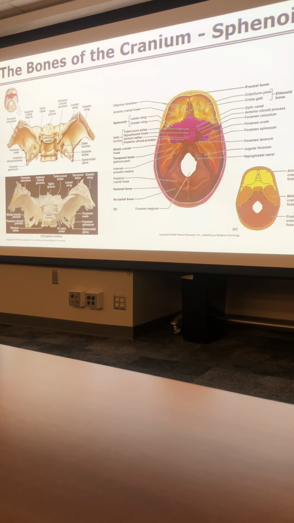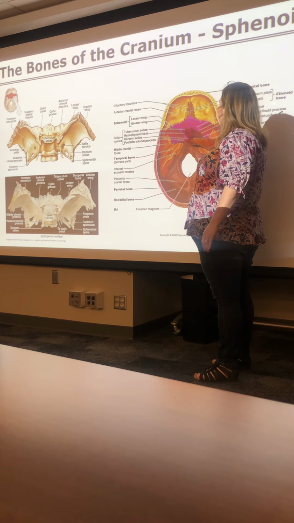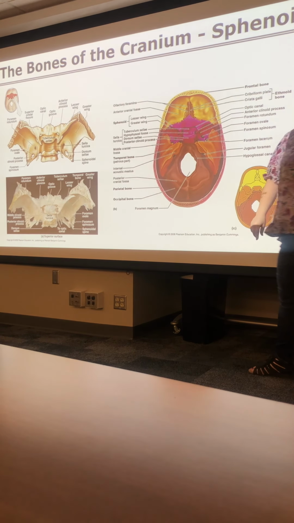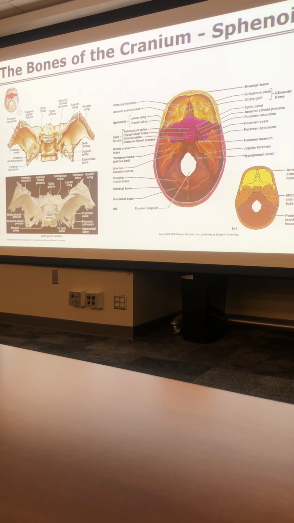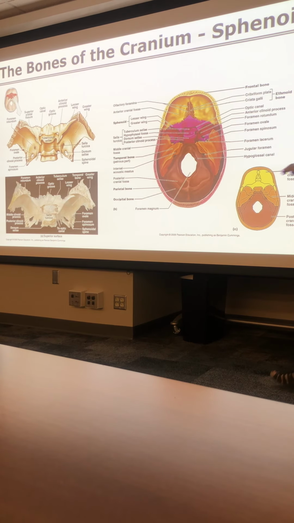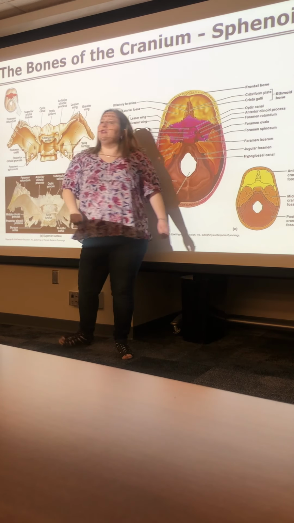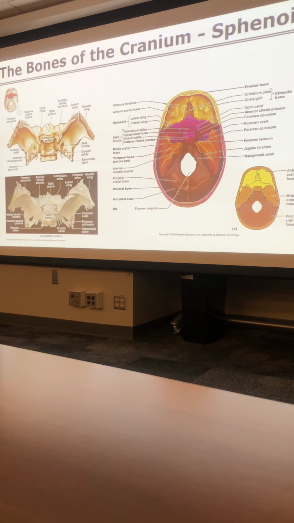Also associated with the lesser wings, coming away from the body of the bat where the sella turcica is, towards the lesser wings, are these openings. This is the optic foramen, which leads to the optic canal, one on each side. You can see those here as well. These are important because they transmit cranial nerve number 2, the optic nerve, as well as the ophthalmic artery.